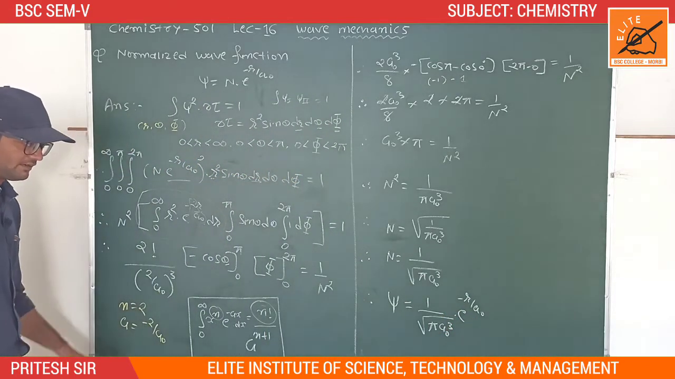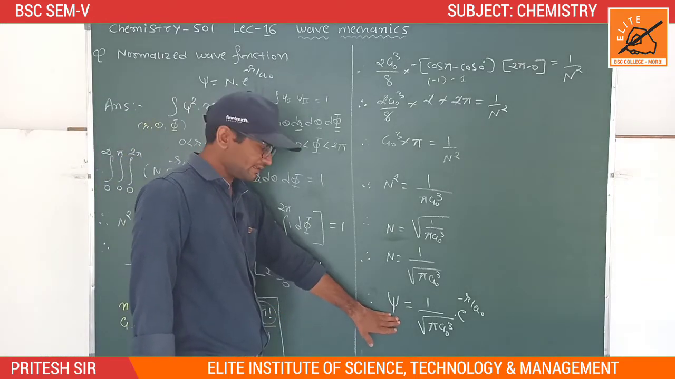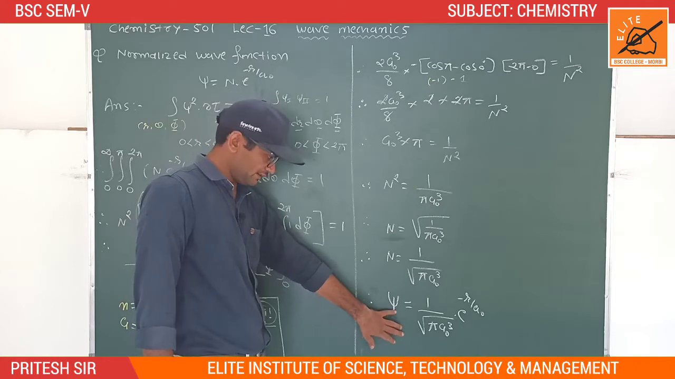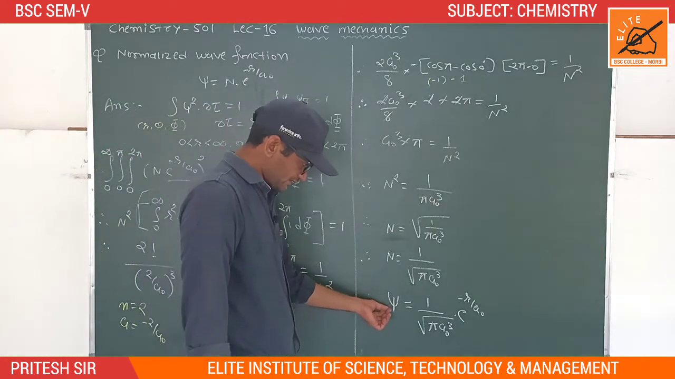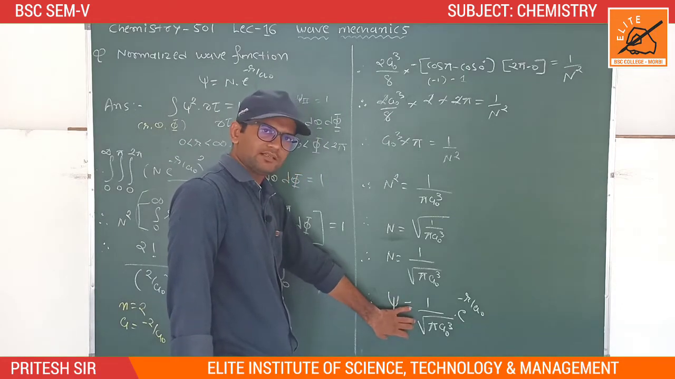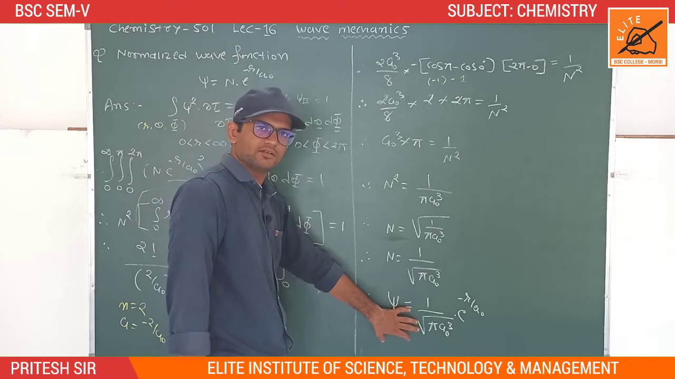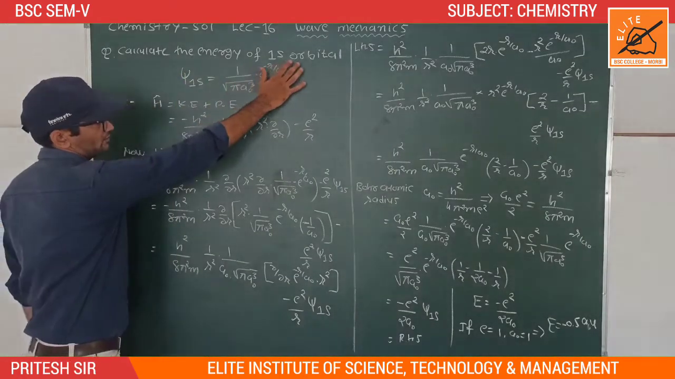In the next question I will use this wave function. The next question is to calculate the energy for the 1s orbital. Okay, so this wave function is also used in our next question. So this is the normalized wave function of hydrogen atom. Okay, so the next question is calculate the energy of the 1s orbital.